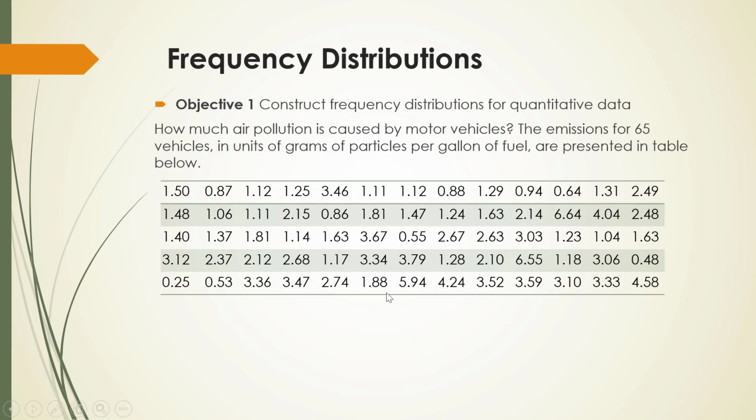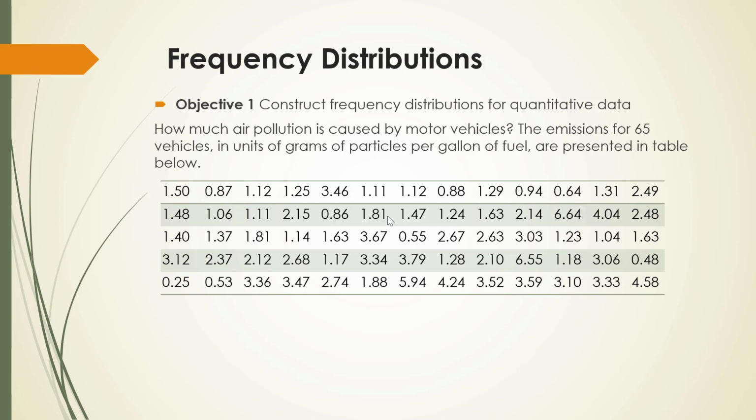Here is a data set of 65 vehicles. If we follow what we learned from the last lesson to construct a frequency distribution, we're going to have a table of more than 40 numbers. So it's not a good way to count each number to see how many times it appears in the dataset to construct a frequency distribution.